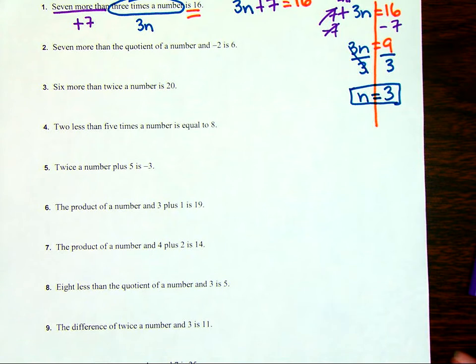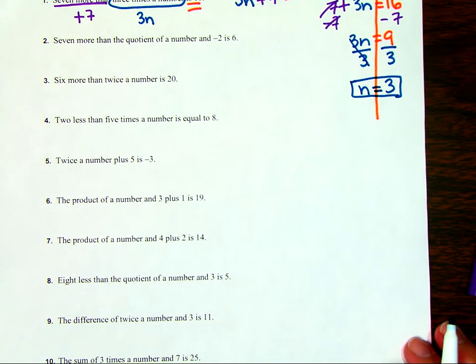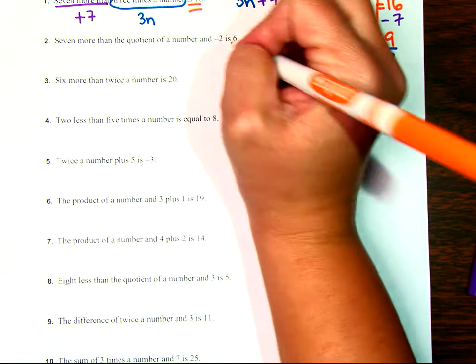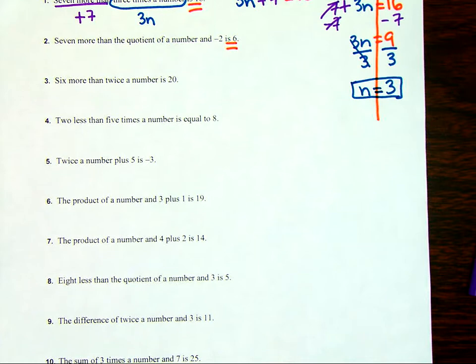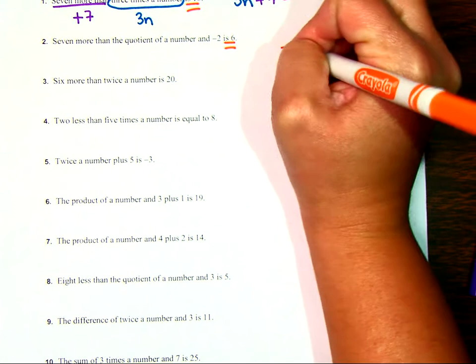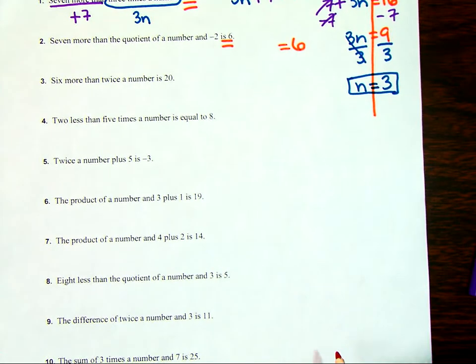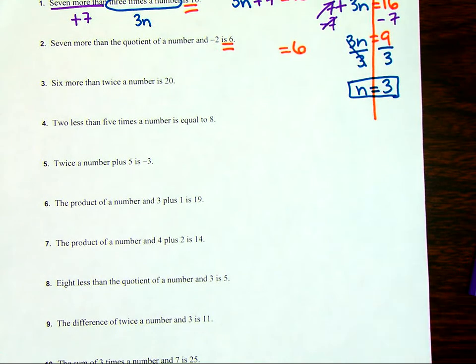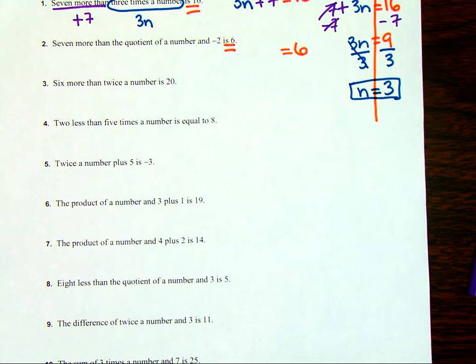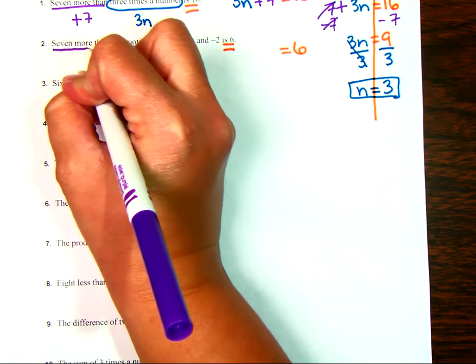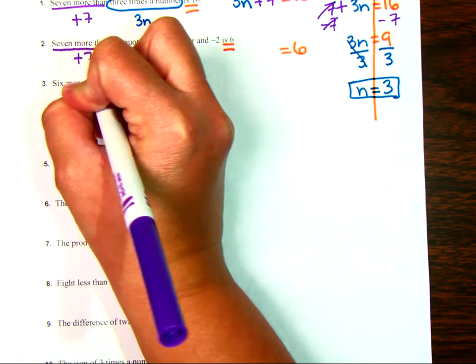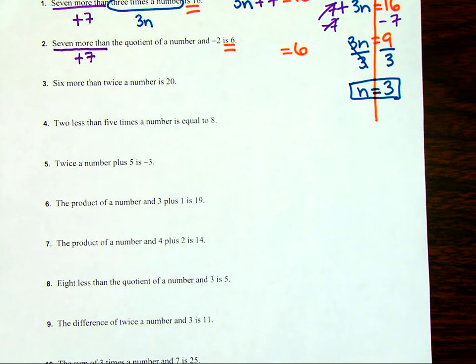So let's look at number 2. 7 more than the quotient of a number and negative 2 is 6. The first thing my brain sees is the "is 6." So I know that something's going to total to 6. If something is that amount, that's your final answer. Well, 7 more than means adding 7.